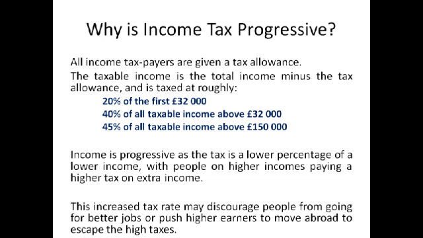He pays only £6,000 in tax, which is more than Marco, but less than Robert, who's a pilot and earns £100,000 a year. He pays closer to £30,000, which is a massive proportion of his income. This shows that income tax is progressive. But the increased tax rate for higher earners may have some negative effects, discouraging people from going for better paid jobs, or even pushing higher earners to move abroad to escape the high taxes.